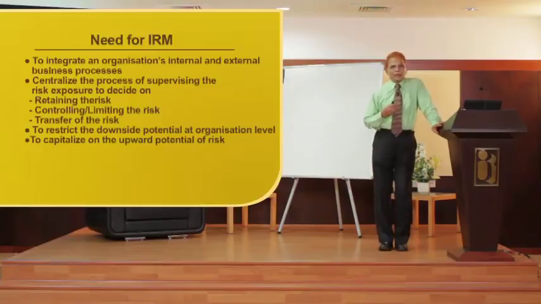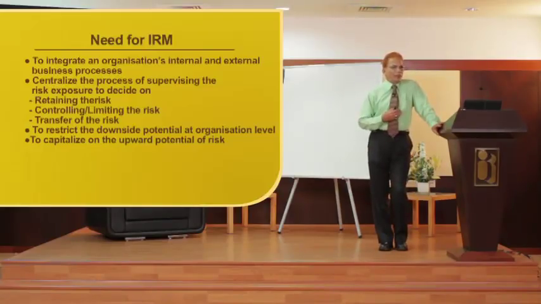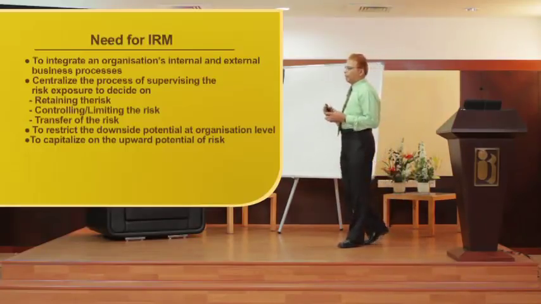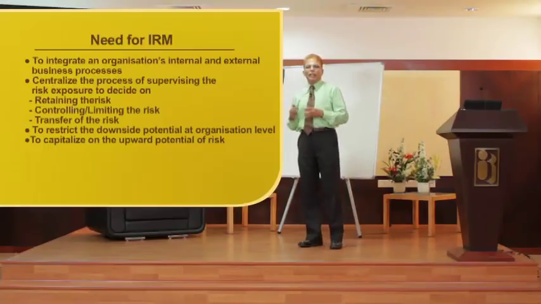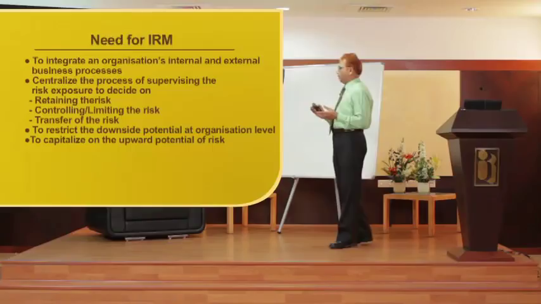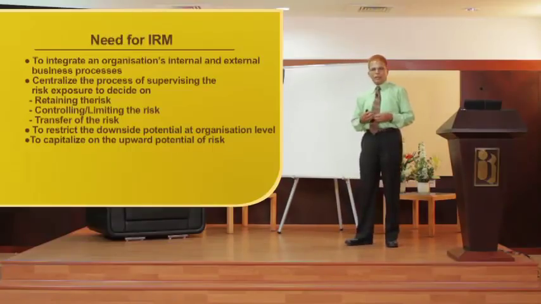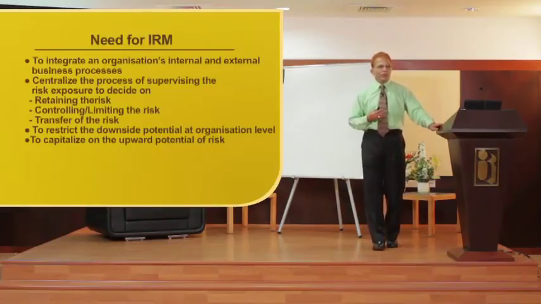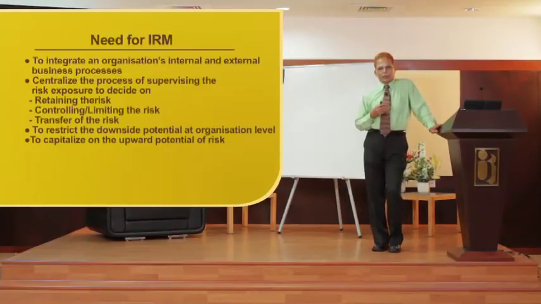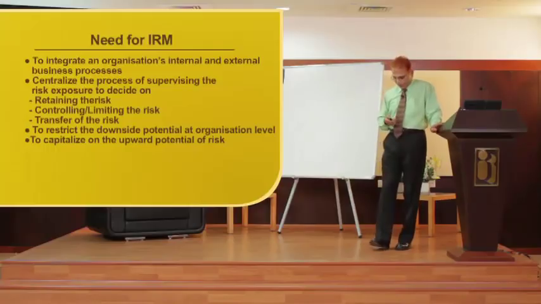And it also helps to restrict what is known as the worst scenarios in the organization, which basically helps to restrict the downside potential at the organizational level rather than handling them at individual business units or business lines. And we know that between risk and reward there is a correlation. So probably it also helps to capitalize on the upward potential of the risk if you have a centralized or integrated risk management system.